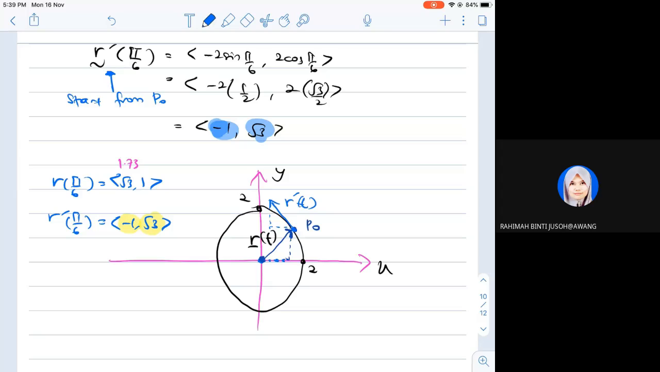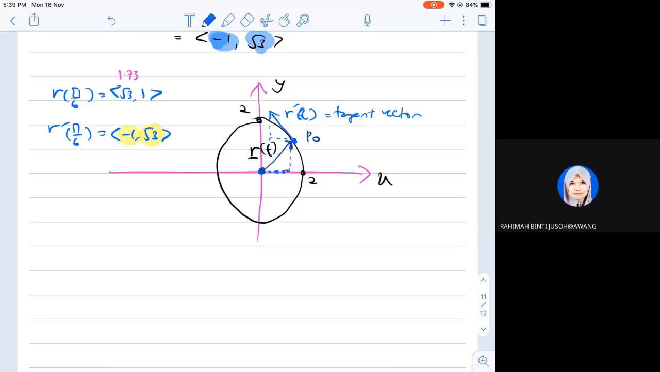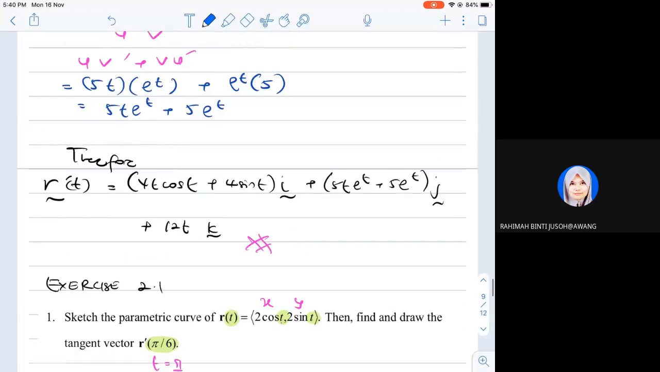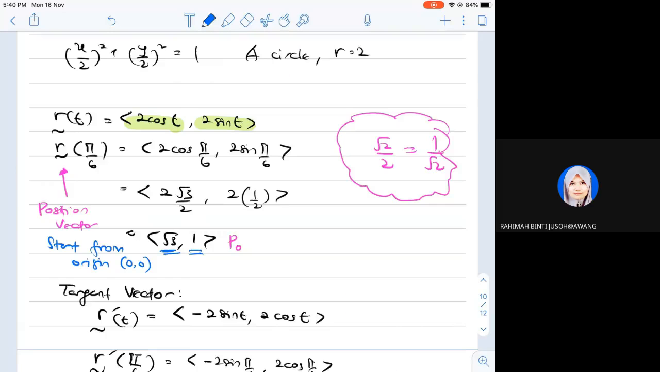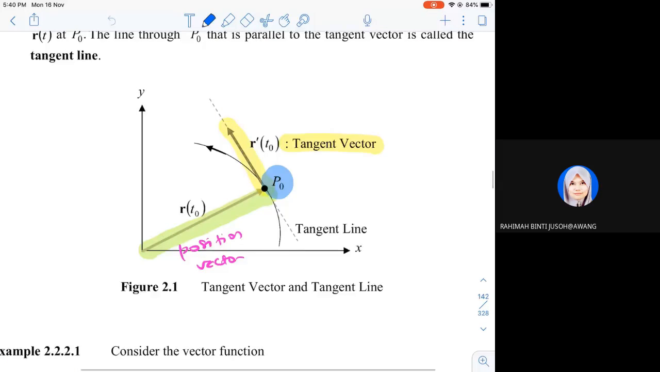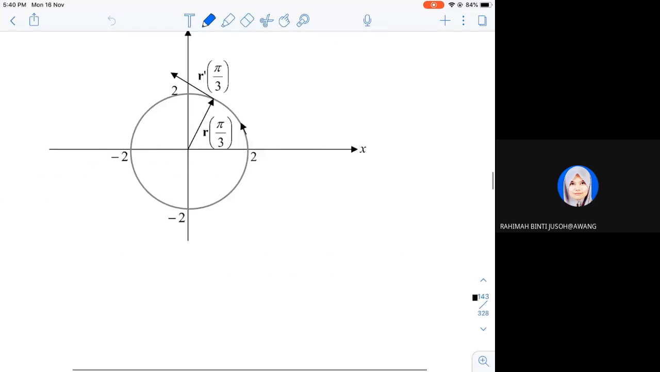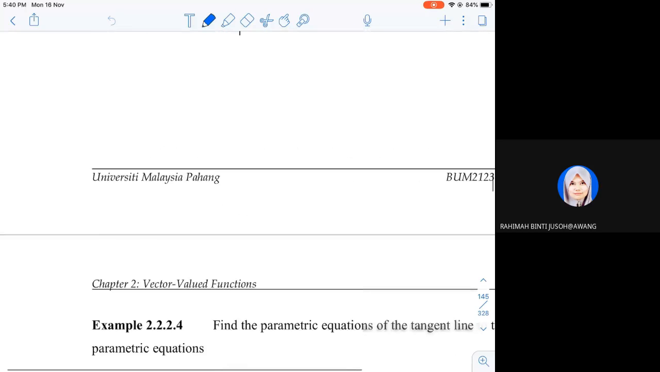This is our tangent vector. So this is the tangent vector. Okay, that's it. That's the answer. Next, let's look at the next question.